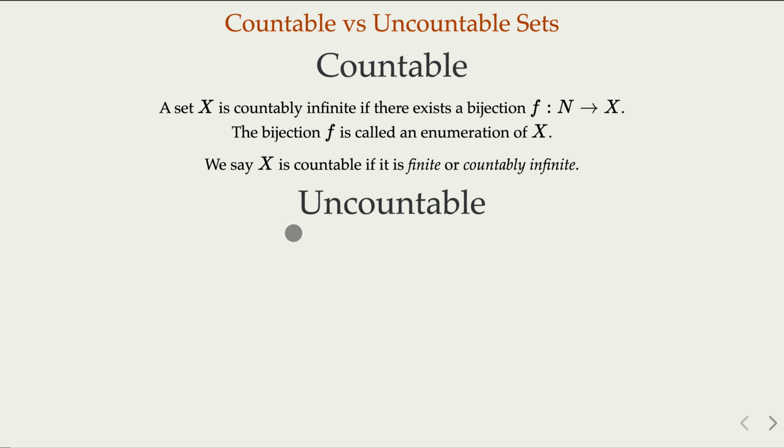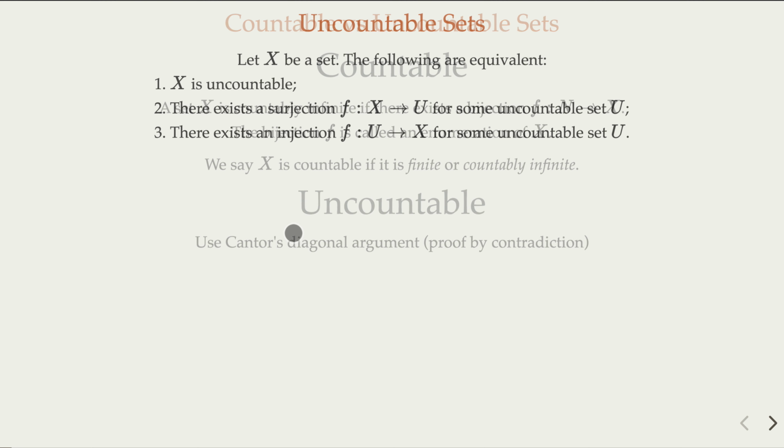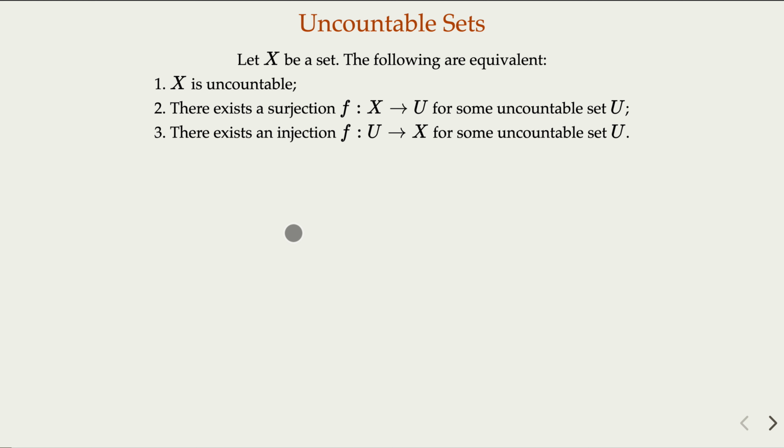So let's review the concept here. How do we show a set is uncountable? You probably want to review some textbook examples. We're not going to cover details here, but the famous approach is Cantor's diagonal argument. That is a proof by contradiction, and we're going to show an example of that. There are also some other proof techniques to prove a set is uncountable.